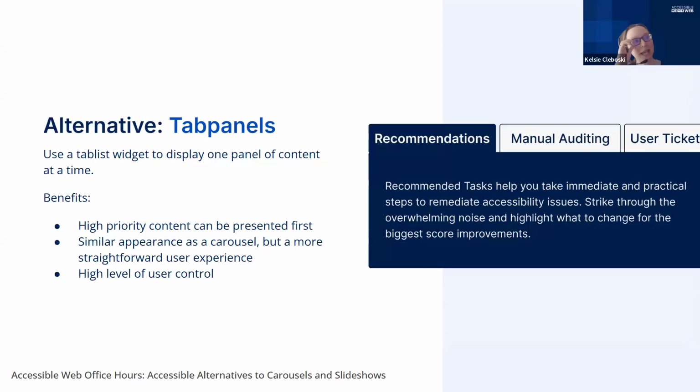Our second alternative is tab panels. So this is where we use a tab list widget to display one panel of content at a time. We have a screenshot example here from our website of 3 tab panels, one about recommendations, one about manual auditing, one about user tickets. So each has a clear focus of what the content on that panel is about. The benefits of this alternative is that the highest priority content can be presented first, can truly get a prioritized presentation on the screen.